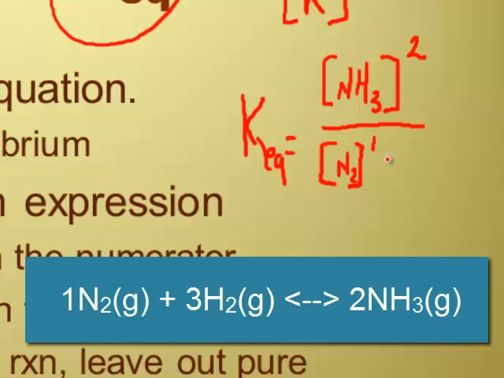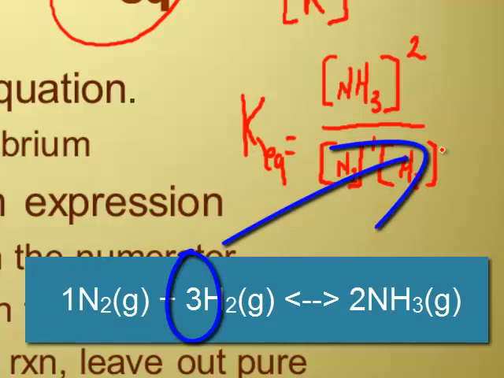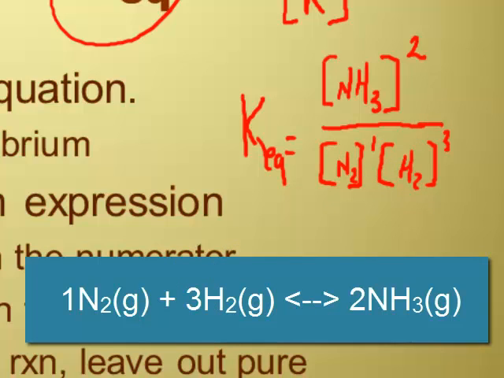Raised to the first power, which is the same as just writing it. And then hydrogen is going to be raised to the third power. Now that's the equilibrium expression. Given the concentrations at equilibrium, we can calculate the value of big K.